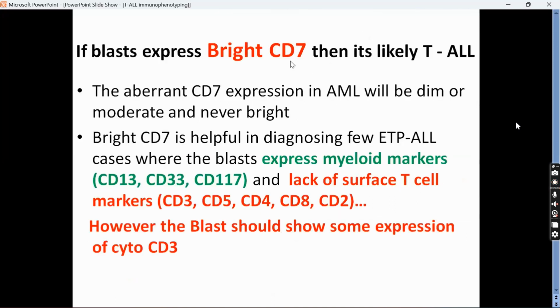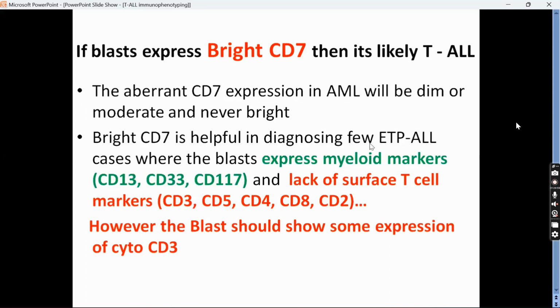If the blast expresses bright CD7, then it is likely T-ALL. When I say bright, what does it mean? The blast is showing CD7 expression beyond normal T cells. Then it is likely to be T-ALL, because AML with aberrant CD7 will not be bright. Aberrant CD7 expression in AML will be dim or moderate and never bright.